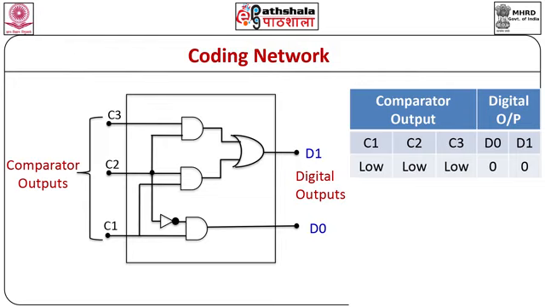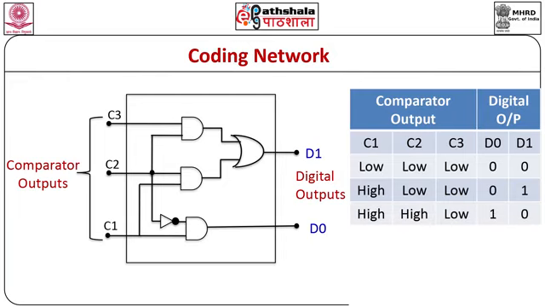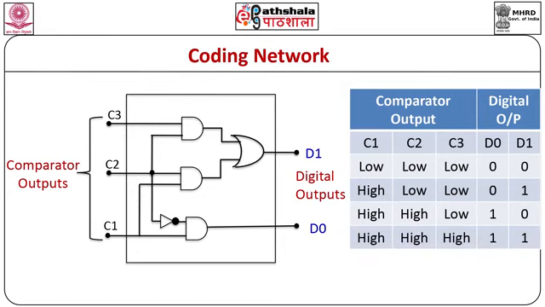Whereas when the analog voltage is within the range of plus V by 4 to 3V by 4, in that case the C1 output will be high, C2 and C3 will still be low, and this coding network will generate the digital output 0 and 1. When C1 and C2 are high and C3 is low, the digital bits generated will be D0 bit 1 and D1 bit 0. Whereas when C1, C2 and C3 all 3 are high, the digital output generated will be 1, 1. Thus, the coding network accepts the output of the comparators and converts the comparator outputs into 2-bit digital form.